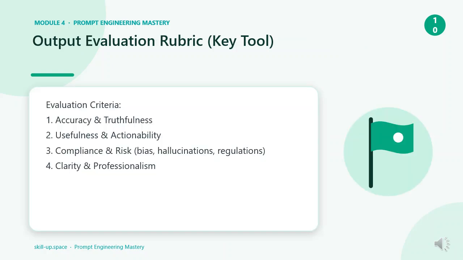I strongly recommend you start using an evaluation rubric. Here's a simple but powerful one you can use for almost any output. 1. Accuracy and truthfulness. Is the information correct? 2. Usefulness and actionability. Can I actually use this? 3. Compliance and risk. Does it contain bias, hallucinations, or legal risks? 4. Clarity and professionalism. Is it well written and appropriate? You can ask the AI to score its own output using this rubric and then improve it. This is an extremely effective advanced technique.